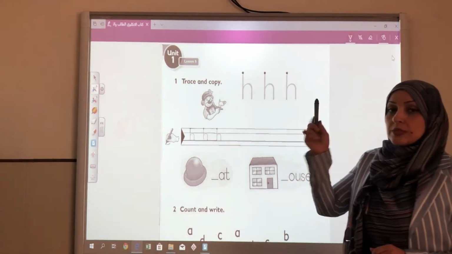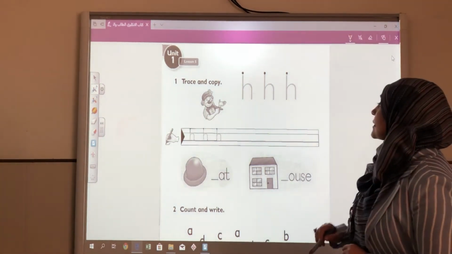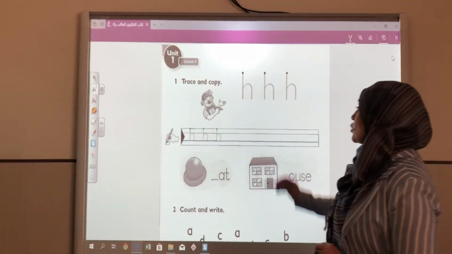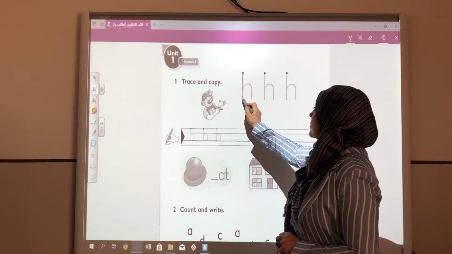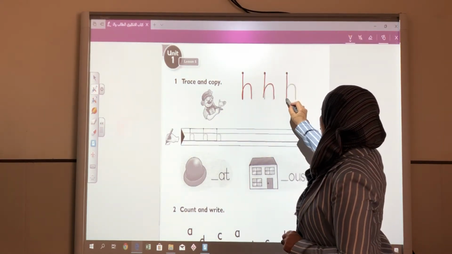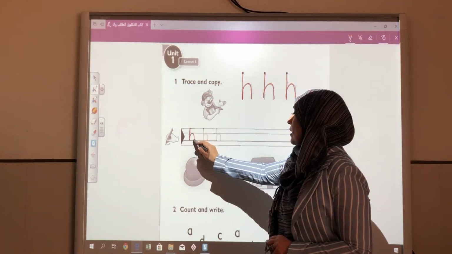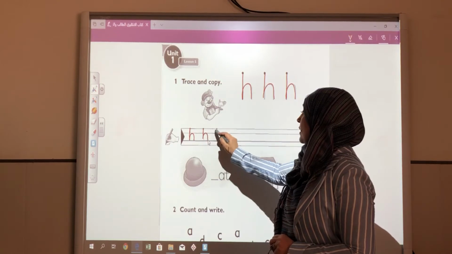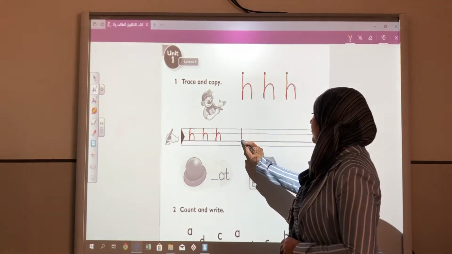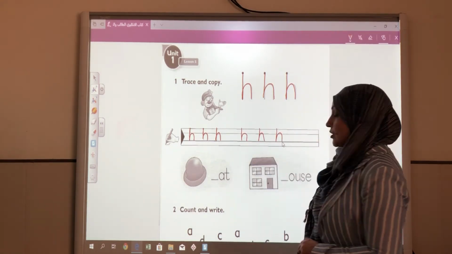Now we will use the pencil. Raise your pencil and start to write. Also trace and copy. H, H, H. Again trace. H, H, H, H. Now copy. Rewrite. H, H, H.